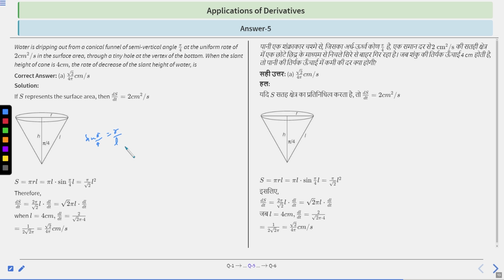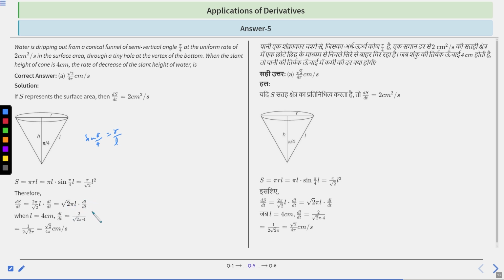But here we are replacing r in terms of L. Therefore, let's write r as sine pi by 4 into L. So surface area S can be written as pi L into sine pi by 4 L, which is equal to pi by root 2 L square, right? Therefore, dS by dt can be written as pi by root 2 into 2L dL by dt, which is equal to root 2 pi L dL by dt.